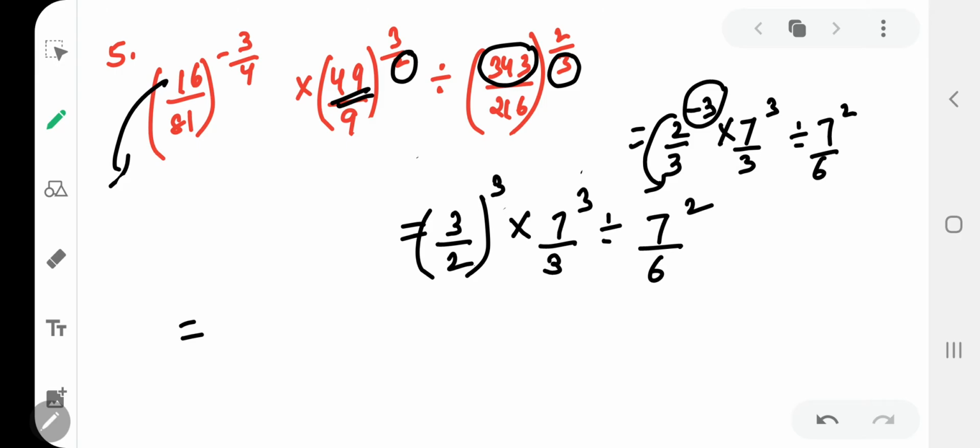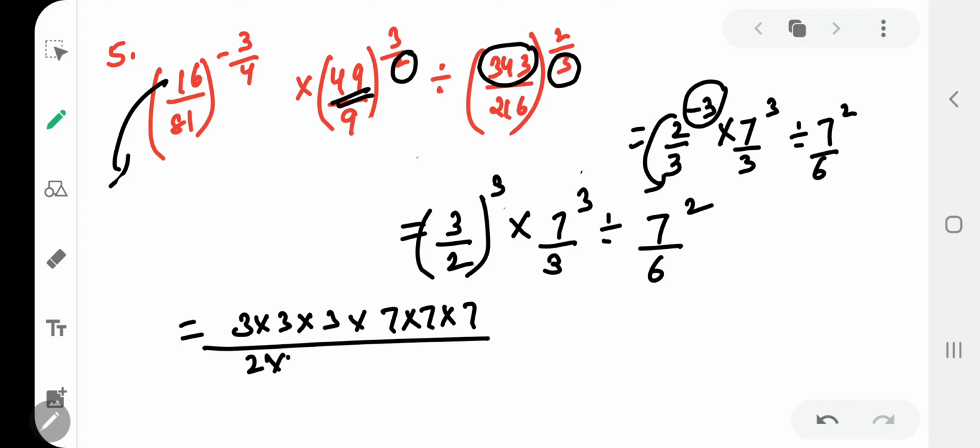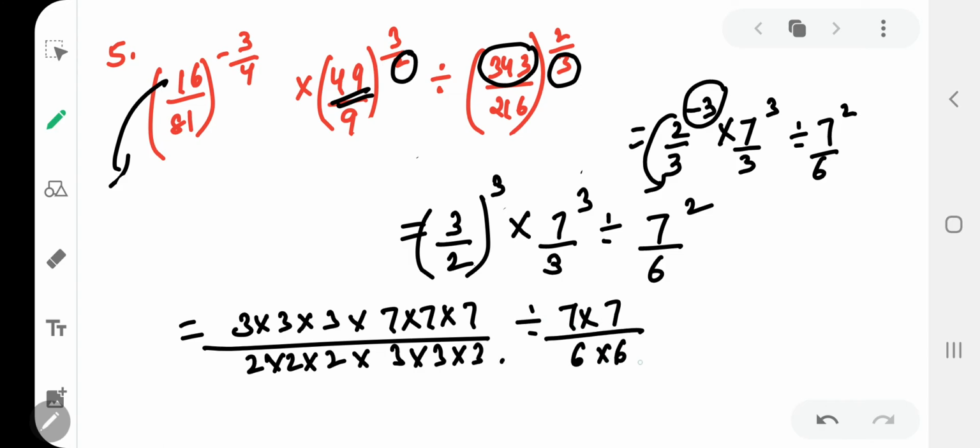Is it a negative exponent given in the question for question 5? I don't think so. Okay, anyways, you can open now 3 for 3 times. Multiply with 7 for 3 times. And upon 2 for 3 times. And 3 for 3 times, and divided by 7 for 2 times and 6 for 2 times.